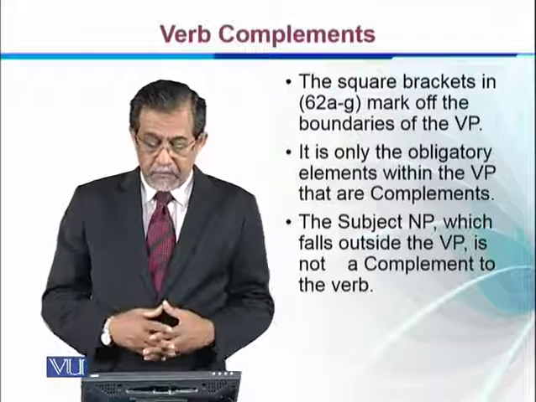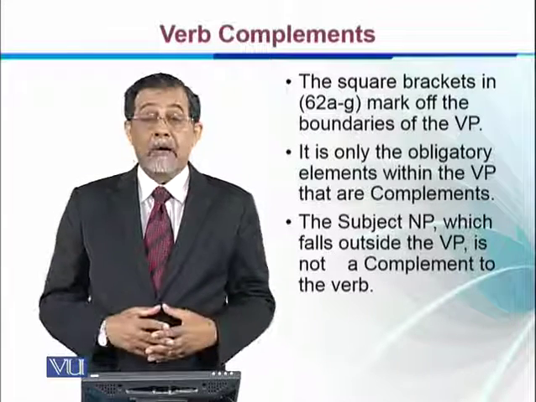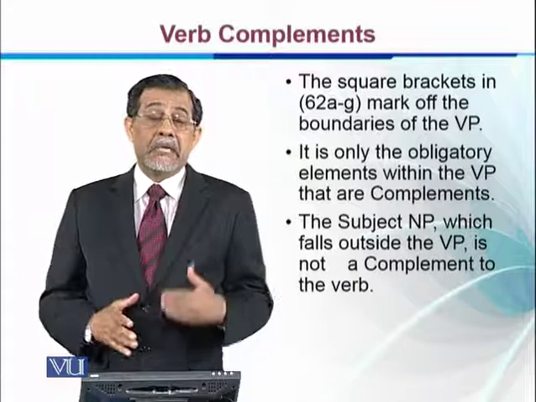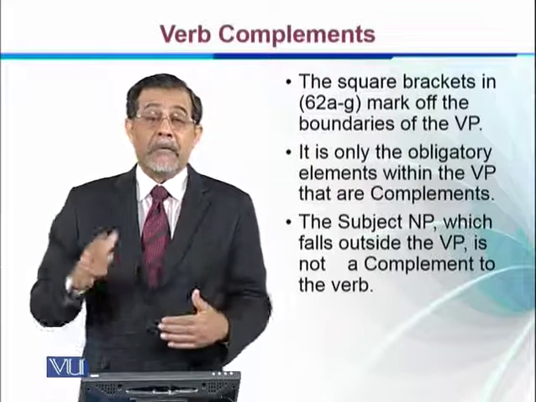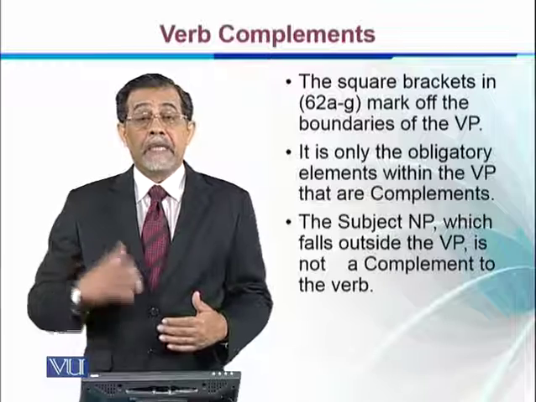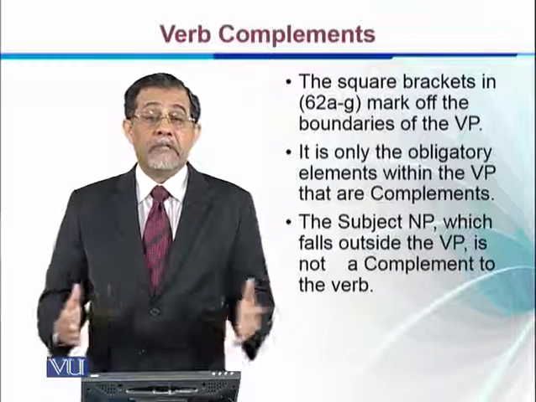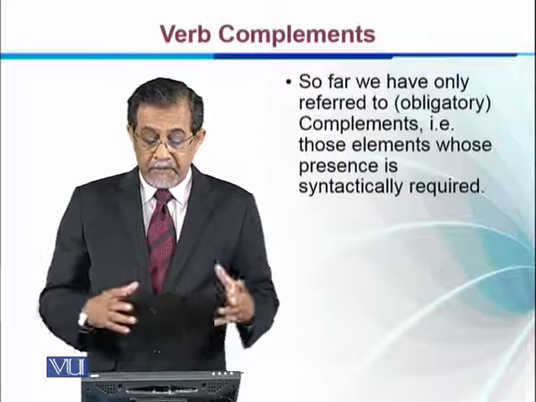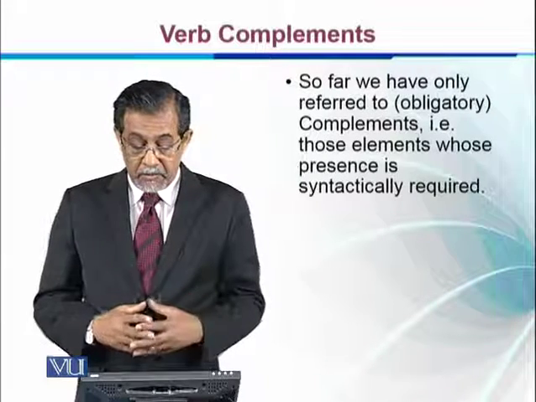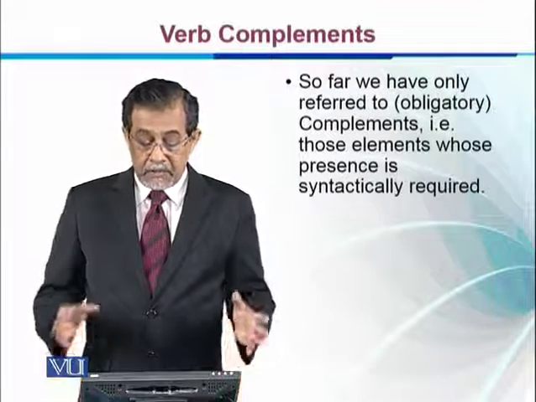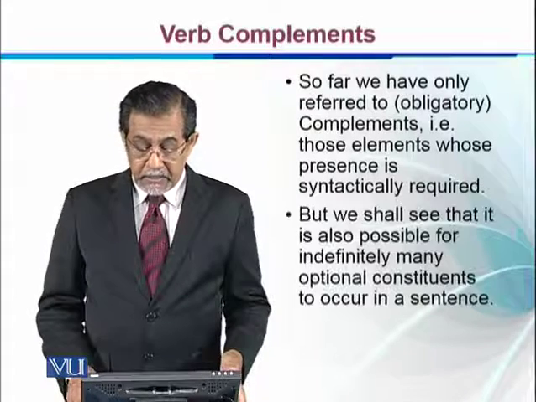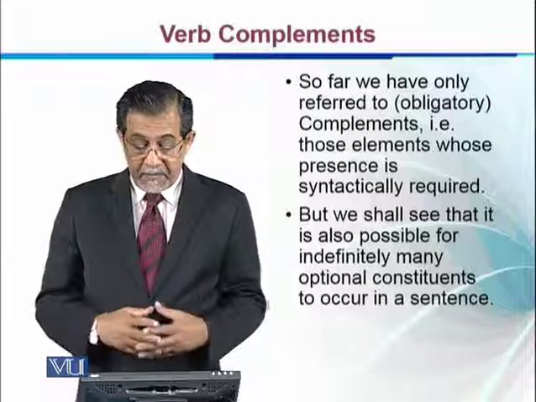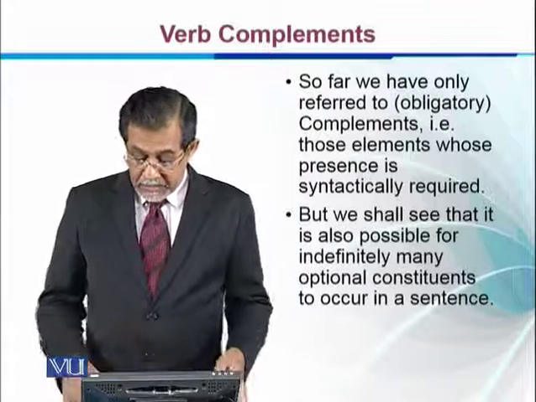The subject noun phrase, which falls outside the verb phrase, is not a complement to the verb phrase. The subject phrase always precedes, right? And it is not part of the complement. Rather, the noun phrase that follows the verb phrase is called a complement. So we have only referred to obligatory complements, those elements whose presence is syntactically required. But we also shall see the possibility for indefinitely many optional constituents to occur in a sentence.